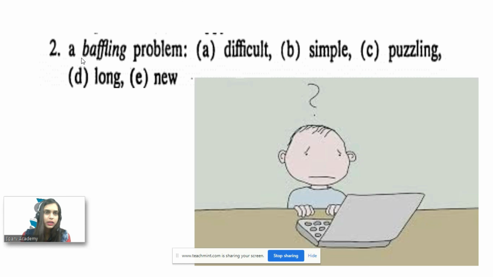So here the italic word is baffling, and you have the options. You need to check the right one and give the answer in the comment. Let me see if I can access the comment. Okay, as you see here, the child sitting in the picture is confused, so the right answer is puzzling.